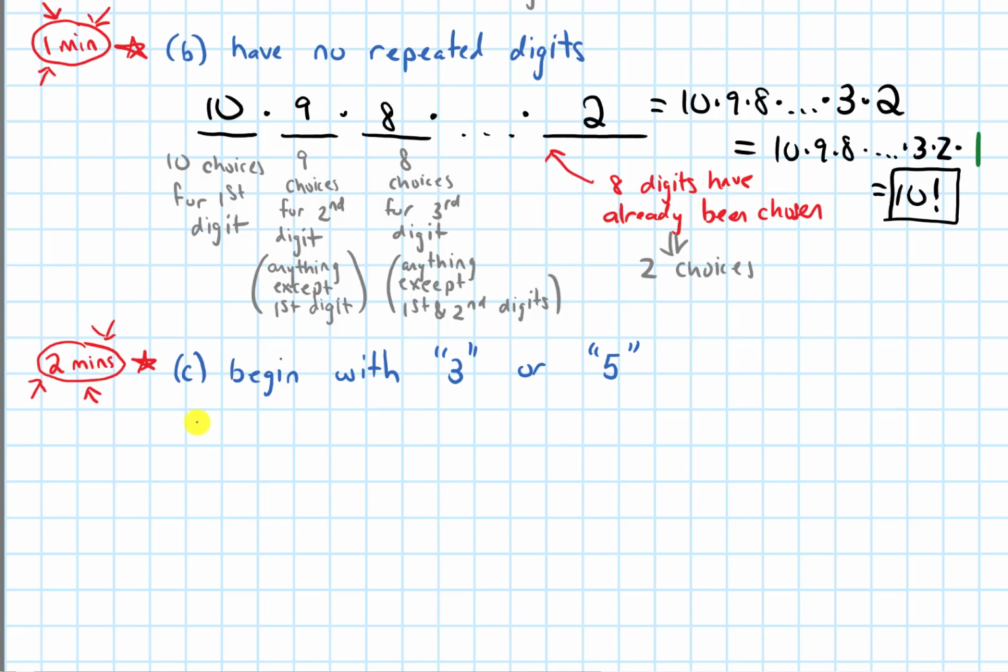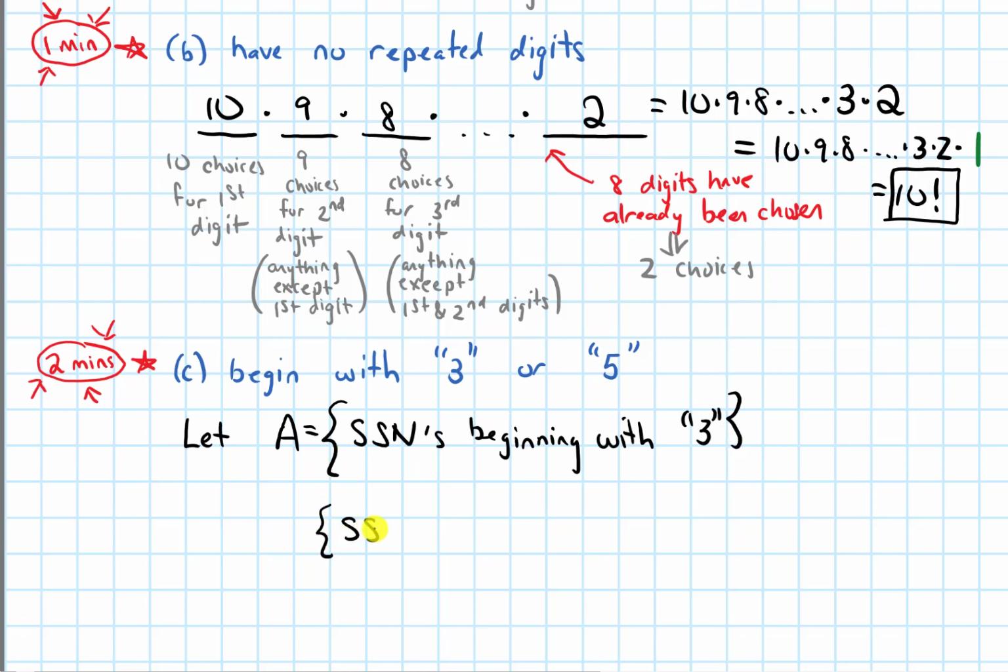So I'm going to begin by letting A be the set of social security numbers that begin with 3. So I'm going to put this in set notation. I'm going to write SSN for social security numbers. So SSNs beginning with a 3. And then we also care about the set of social security numbers beginning with the digit 5. So let me call that B.